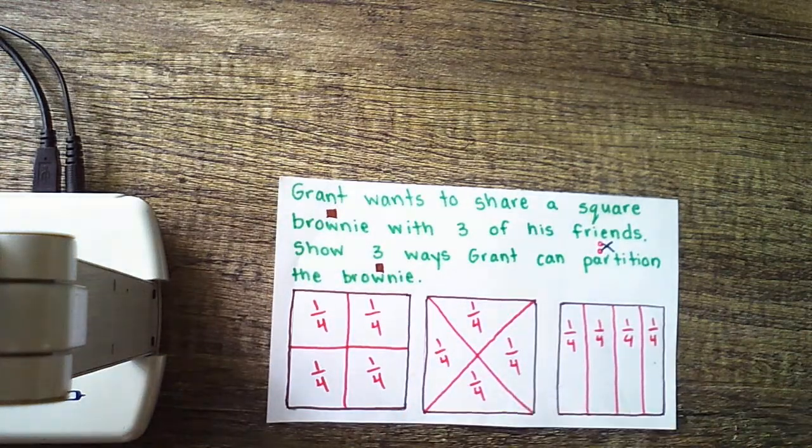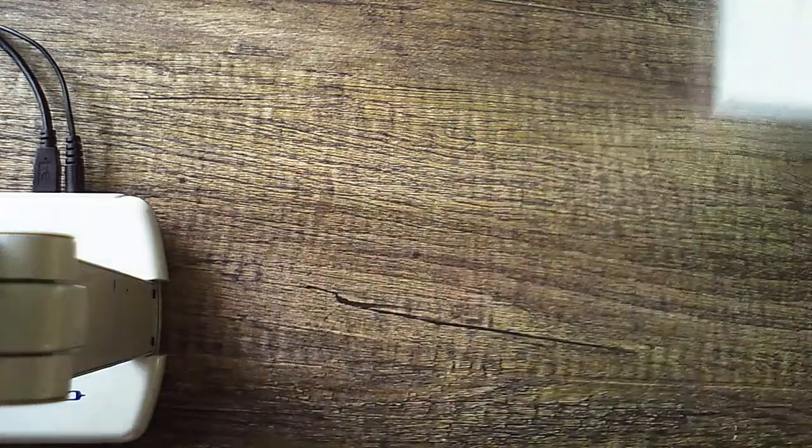Here are 3 different ways that Grant can partition his brownie so that he can share equally with himself and his 3 friends. Now these aren't the only 3 ways. There are other ways that you could do, which I hope that you're thinking about. Let's take a look at another example, and this is something that you can do at home, and I'm going to show you how you could do it.